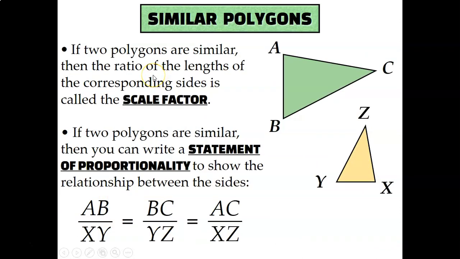Since the sides are proportional, that means we can calculate something called a scale factor. The scale factor of two similar polygons is the completely reduced version of the ratios of their side lengths. And we can calculate the scale factor by setting up a statement of proportionality. A statement of proportionality is a set of ratios that compare corresponding sides of each triangle. So you can use this statement of proportionality to identify that side AB corresponds to side XY. These two sides correspond. And that BC corresponds to YZ, and that AC corresponds to XZ.